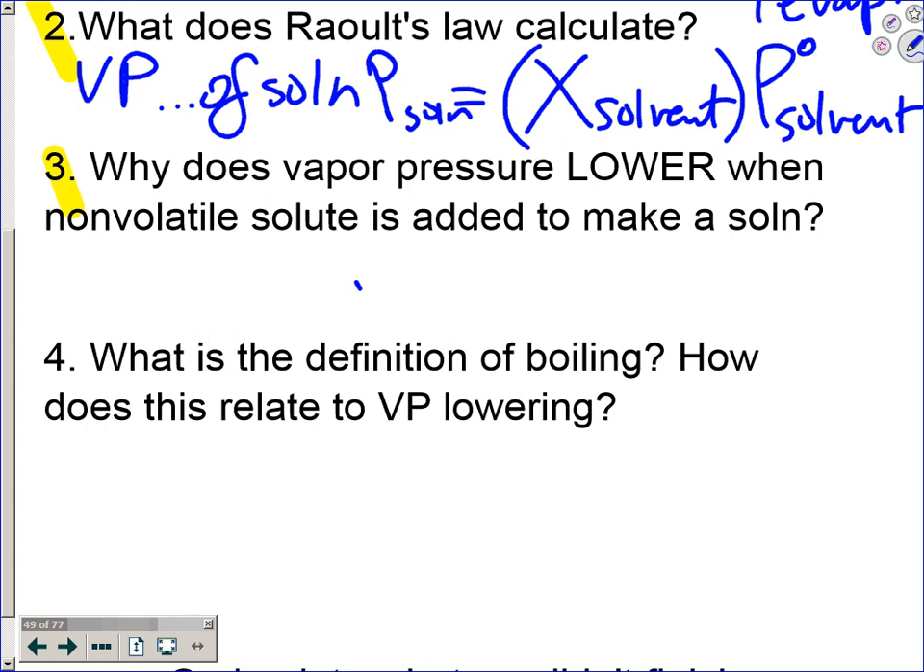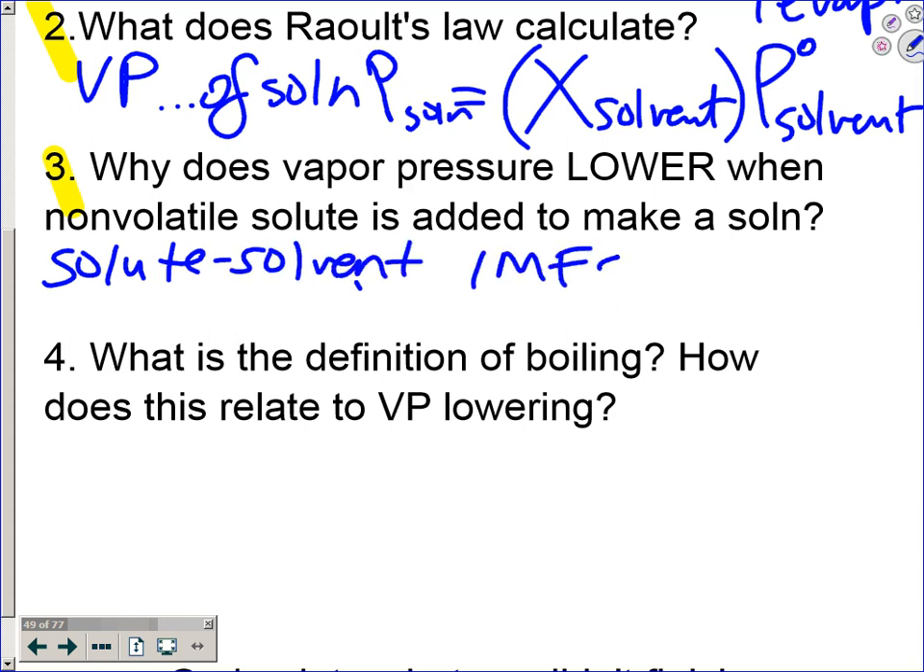Whenever the non-volatile solute reacts with something else in the solution, it will bring the vapor pressure down. Okay, I'm not going to say react because react means a true reaction. What's another word we could use? Interact, or IMFs are at play. The solute and the solvent have IMFs, and those IMFs limit the kinetic energy of the solvent, which limits the vaporization of that solvent. So things interact, and they pull each other down through attraction.